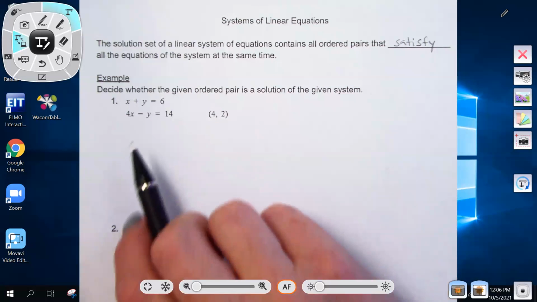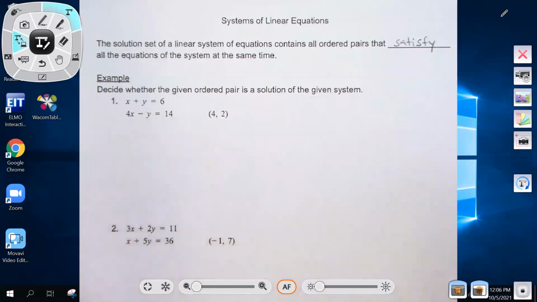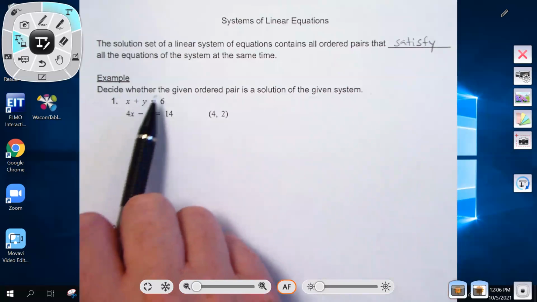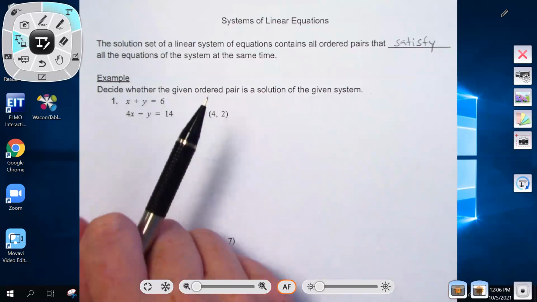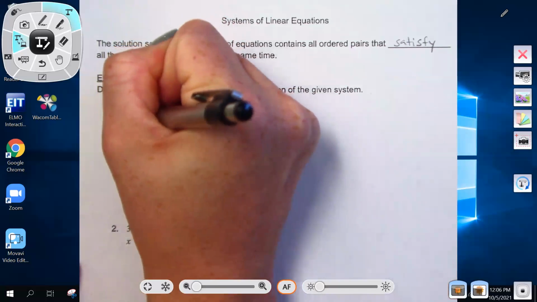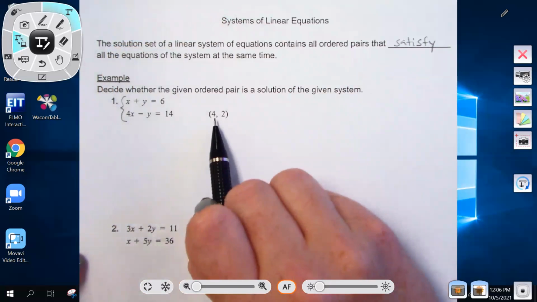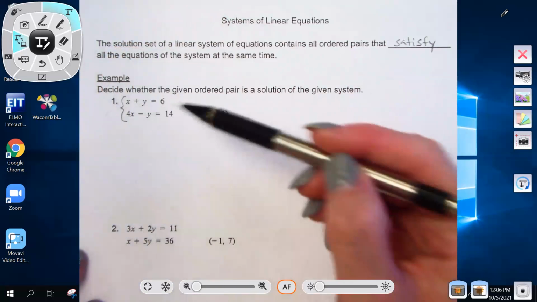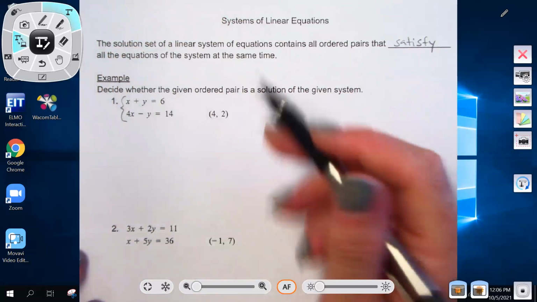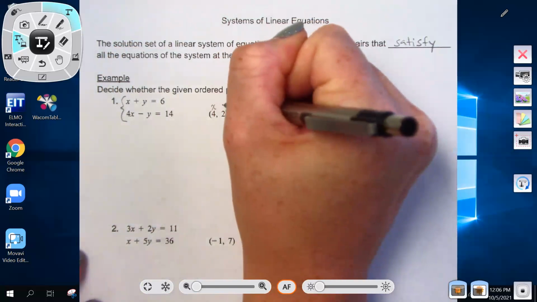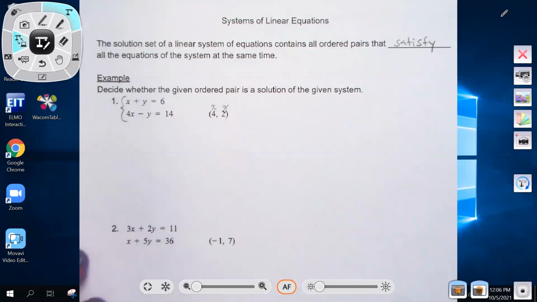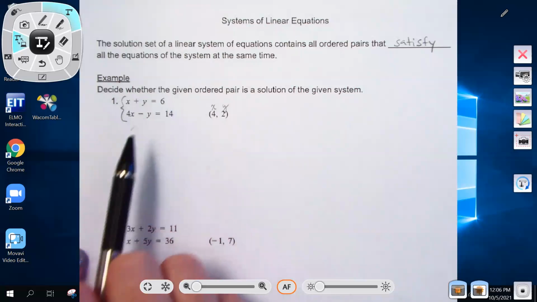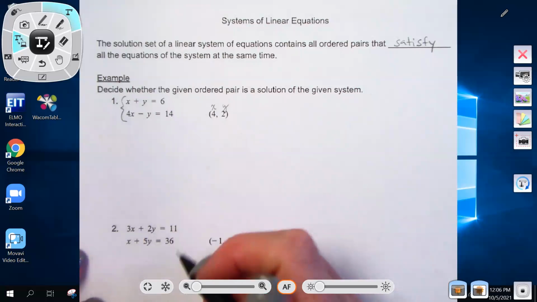An ordered pair will satisfy an equation if it makes the equation true. Basically. Yeah. Good job. So, for example, decide whether the given ordered pair is a solution of the given system. So this is our system of equations, and we are given this ordered pair, and we want to know if it's a solution. Well, for it to be a solution, it has to satisfy both of these equations. So all we do is, since this is an ordered pair, 4 is our x and 2 is our y. So we plug those values into each equation and see if it works.